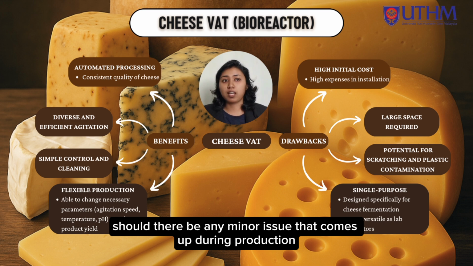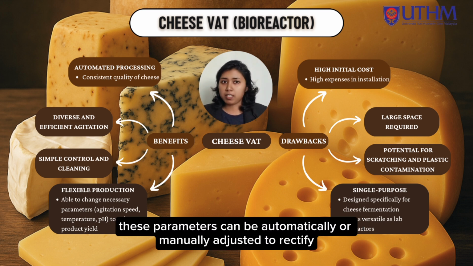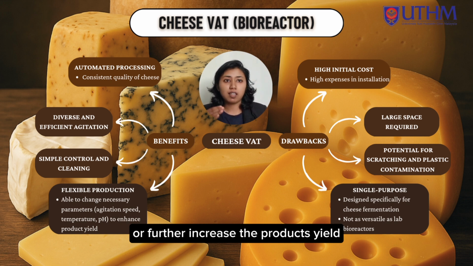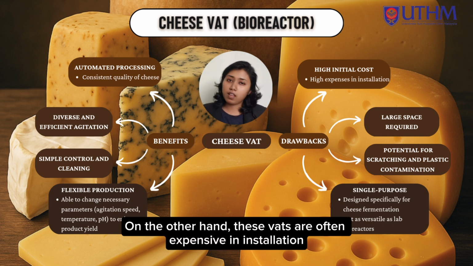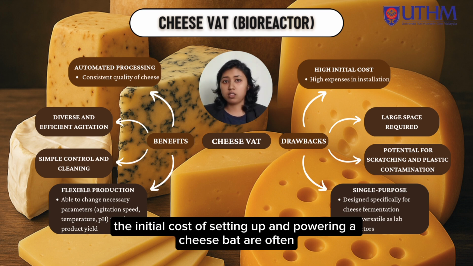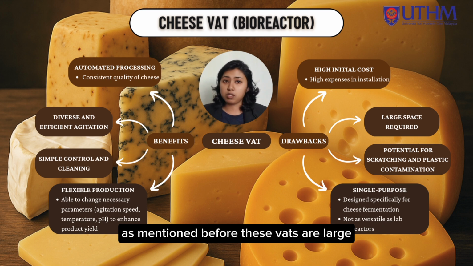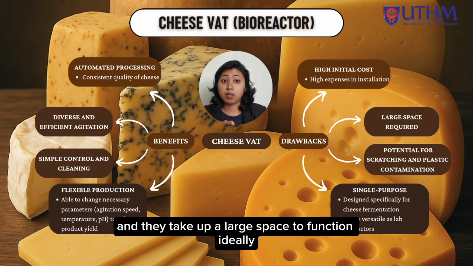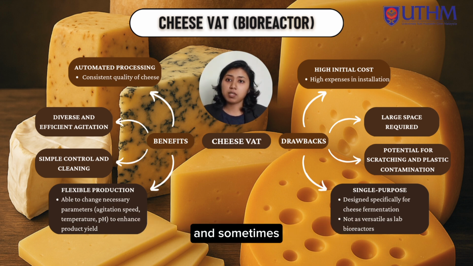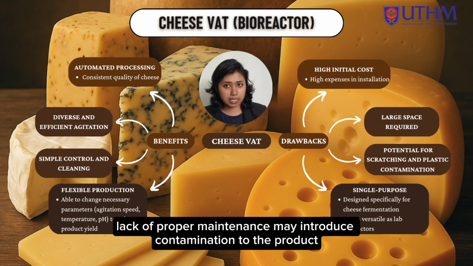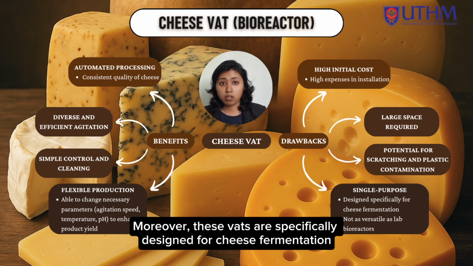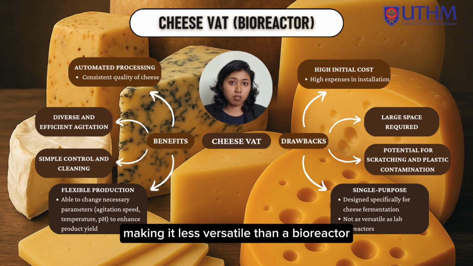Should any minor issue come up during production, these parameters can be automatically or manually adjusted to rectify it or further increase the product's yield. On the other hand, these vats are often expensive to install. Therefore, the initial costs of setting up and powering a cheese vat are high. As mentioned before, these vats are large and take up a large space to function ideally, and sometimes a lack of proper maintenance may introduce contamination to the product. Moreover, these vats are specifically designed for cheese fermentation, making them less versatile than a general bioreactor.